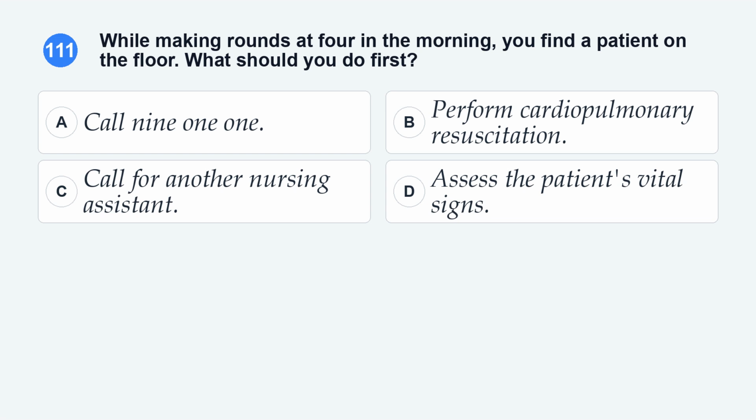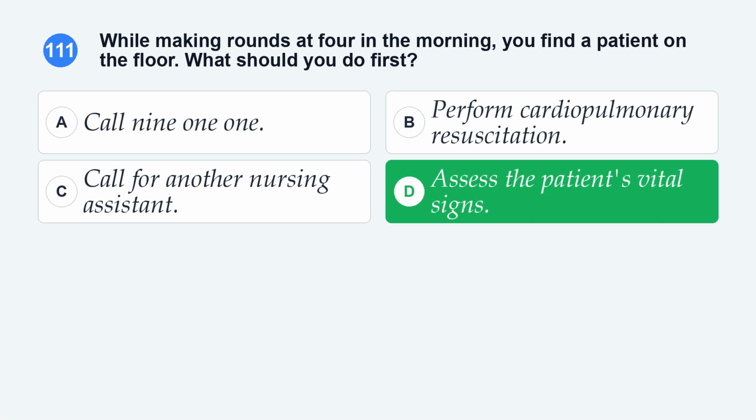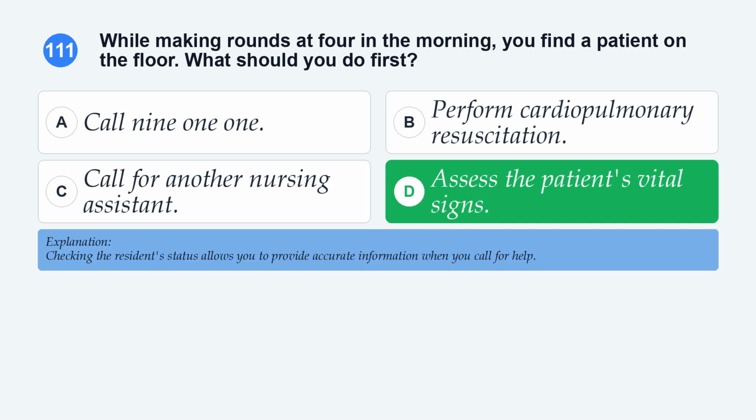Question 111. While making rounds at 4 in the morning, you find a patient on the floor. What should you do first? Option A. Call 911. Option B. Perform cardiopulmonary resuscitation. Option C. Call for another nursing assistant. Option D. Assess the patient's vital signs. The correct answer is option D. Assess the patient's vital signs. Explanation. Checking the resident's status allows you to provide accurate information when you call for help.